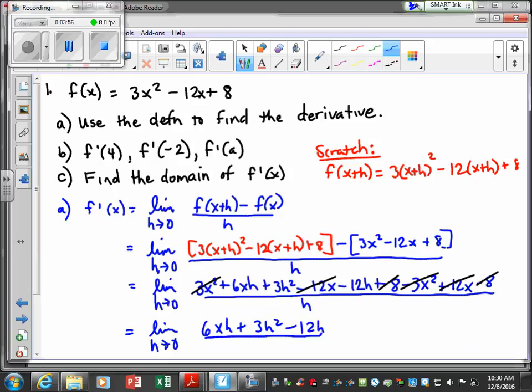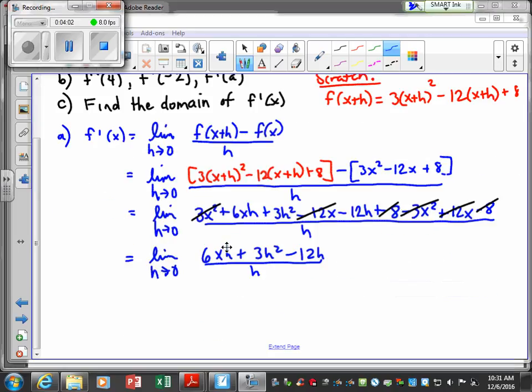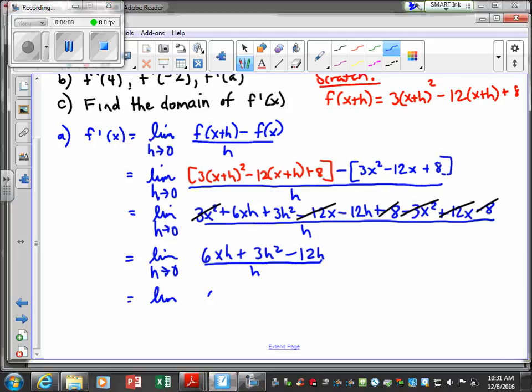And now what can we do? We can factor out an h or divide an h out of each term. So this has an h, this has an h, this has an h. So that's just going to simplify to, well, we get 6x plus 3, there'll be an h left here, minus 12. So let's evaluate that limit. All the simplification's done. Let's evaluate the limit as h approaches 0. So if we put a 0 in here, what are we left with? F prime of x. So our derivative is going to be 6x minus 12.